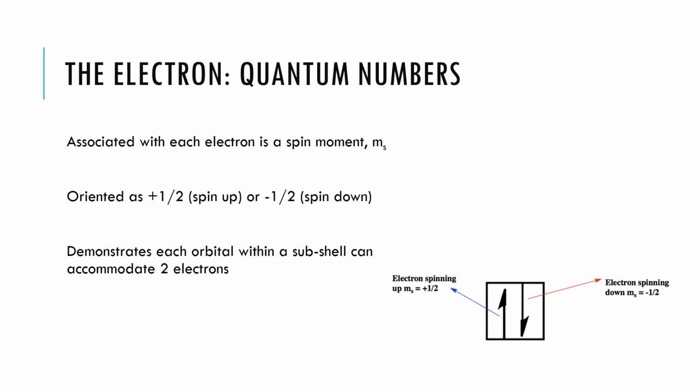And finally, if we're going to pin down that electron even further, if we're really going to work out its address, then we need to describe it using the 4th quantum number. Associated with every single electron is a spin moment, and that can be described by the ms quantum number. An electron can have its spin oriented as spin up, plus a half, or spin down, minus a half. And you can see that in the image on the right there. What this demonstrates is that every single orbital within a given subshell can accommodate 2 electrons.